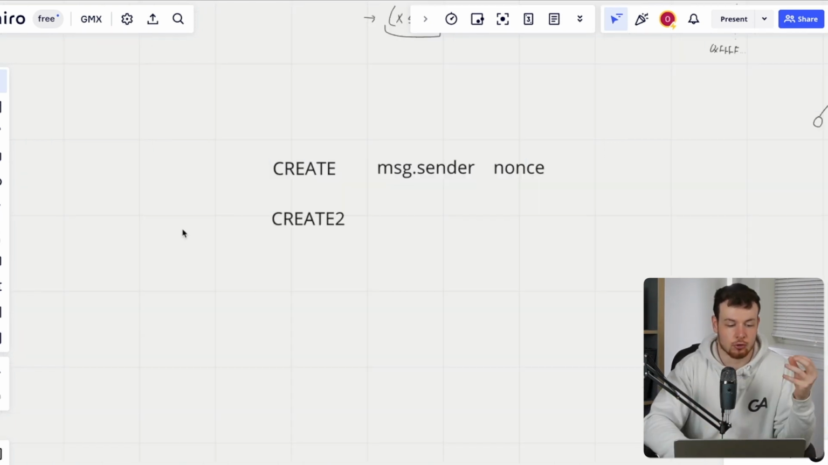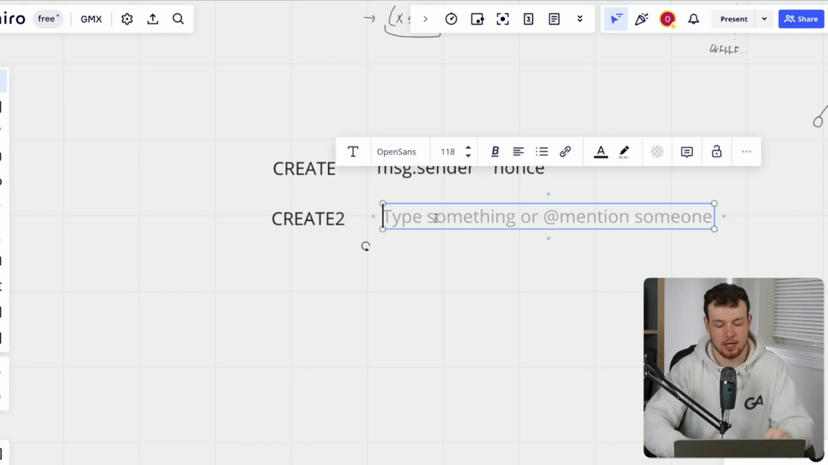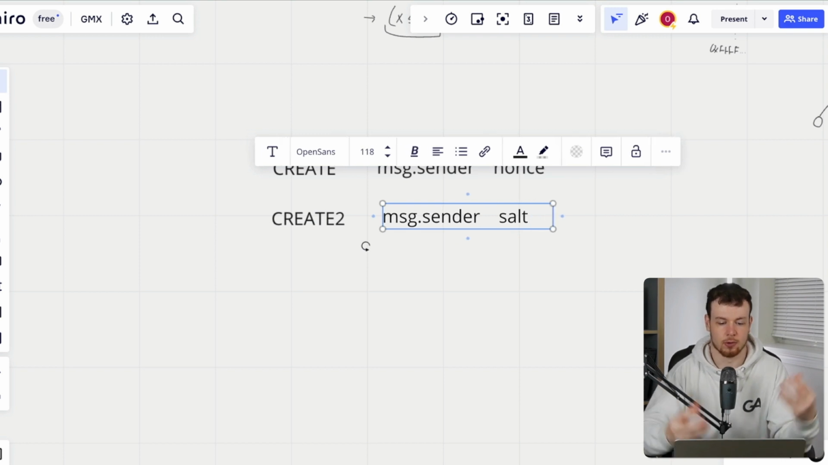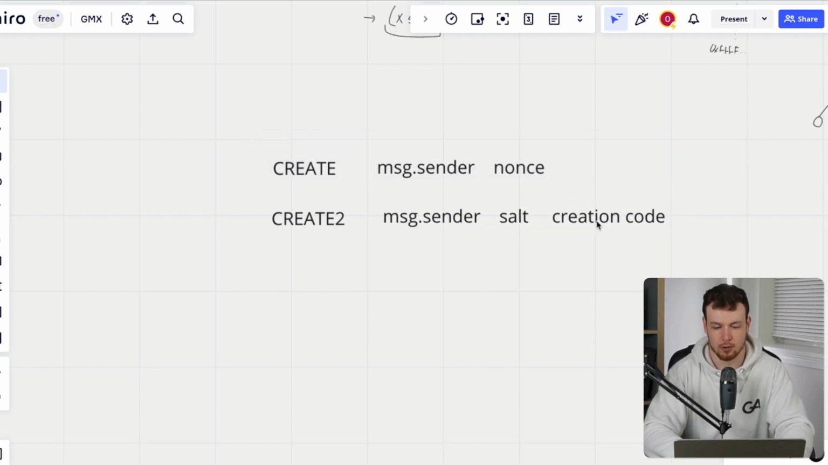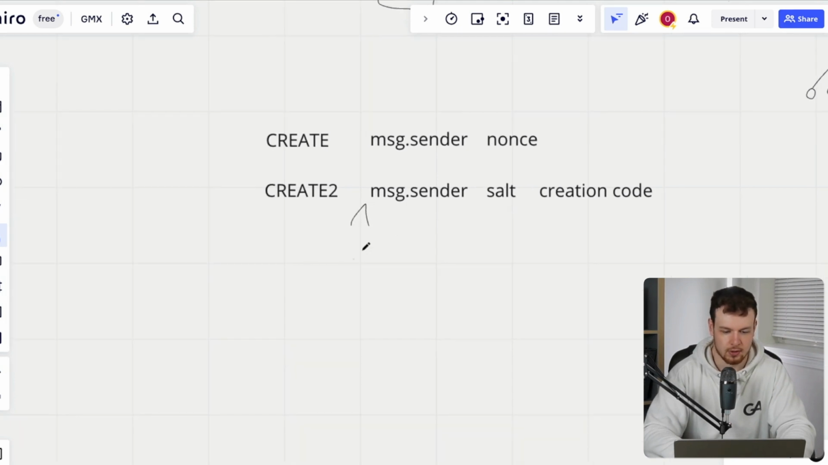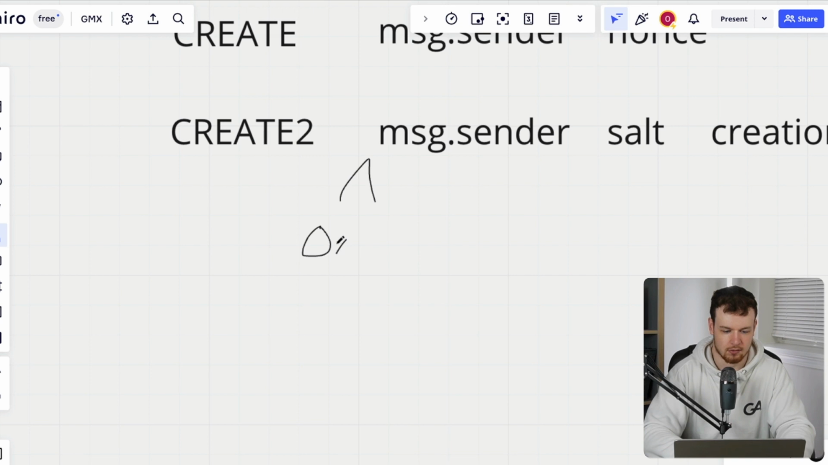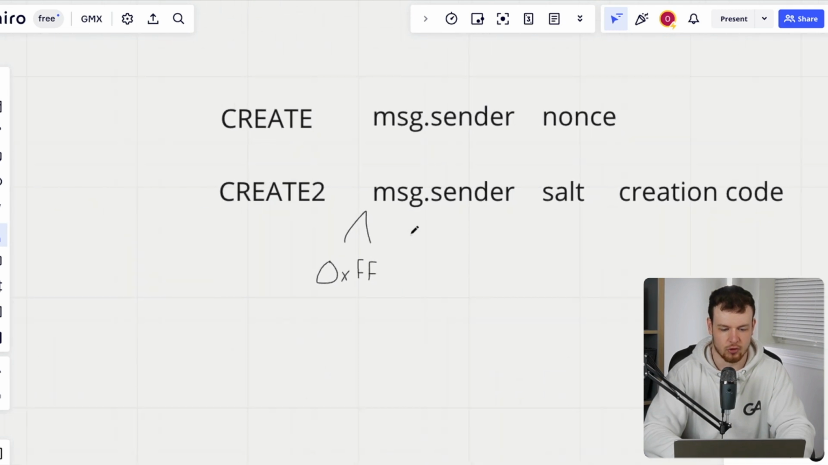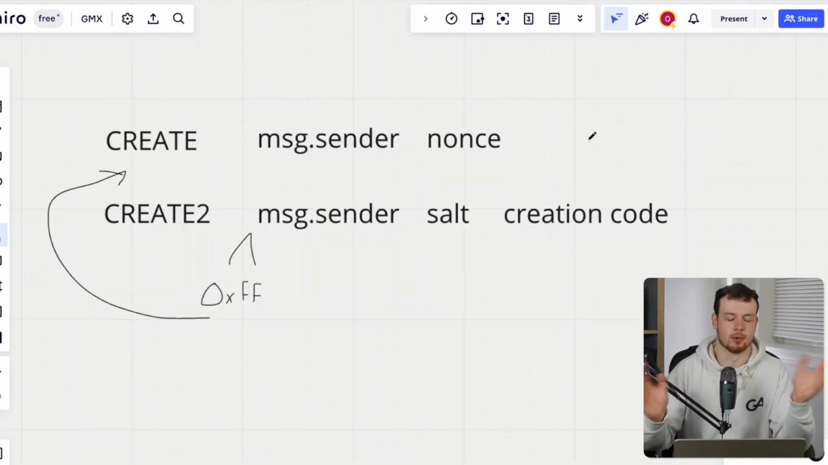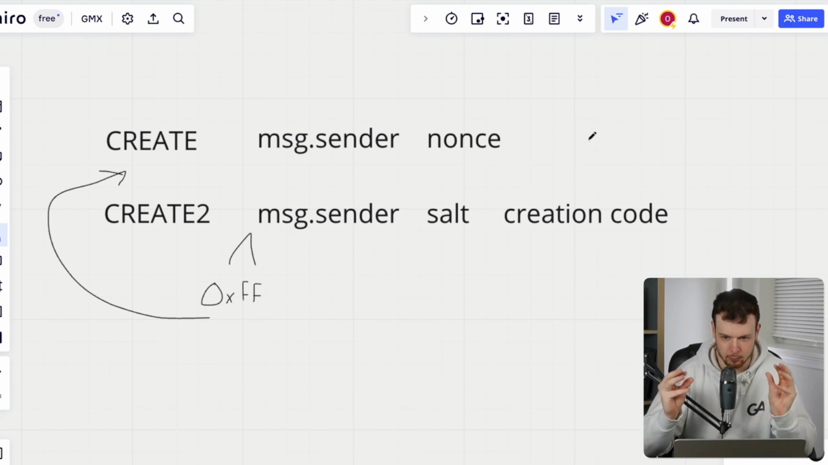And then the create2 opcode is also based on the message.sender, but now it has a specific salt for the creation. It also depends on the creation code for the contract that's going to be created. It's also worth noting that it includes a byte of all ones, 0xFF, mainly to avoid collisions with things created from the same message.sender with the create opcode. But when we're looking at metamorphic contracts, that's not really important.